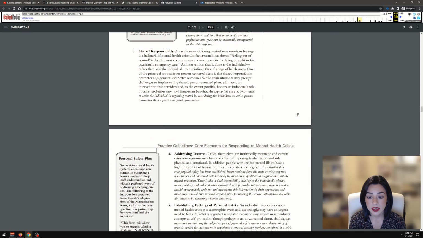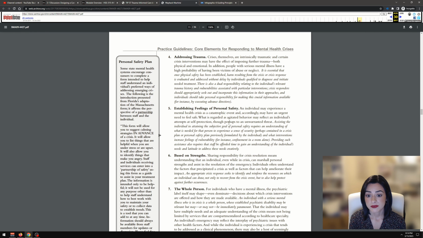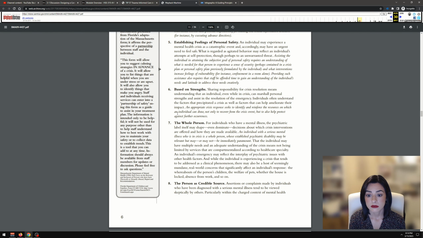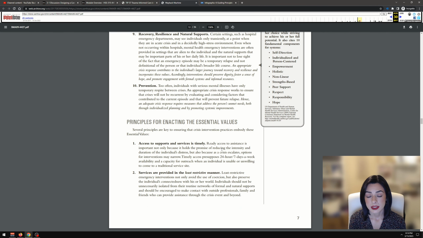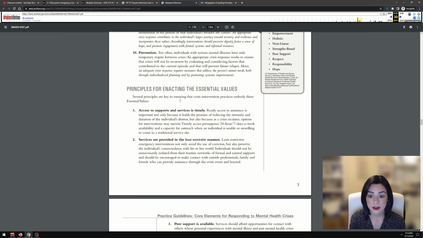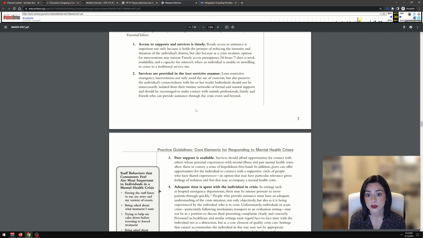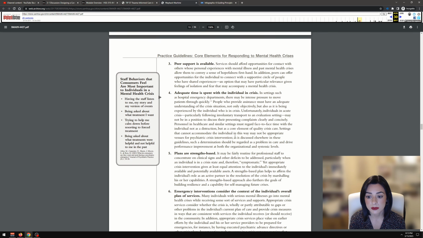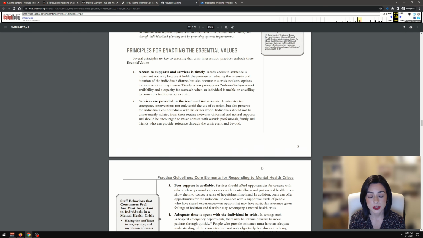responding in person-centered ways, addressing trauma. So it talks about it's essential that once physical safety has been established for a client, that harm resulting from the crisis or crisis response is evaluated and addressed without delay. Establish feelings of personal safety. Look at what strengths the client might already have. Looking at the whole person. And then principles for enacting essential values, having access to supports and services that are timely, least restrictive environment, meaning that we always want to allow the client as much freedom and independence and autonomy as possible when looking at their treatment plan options.